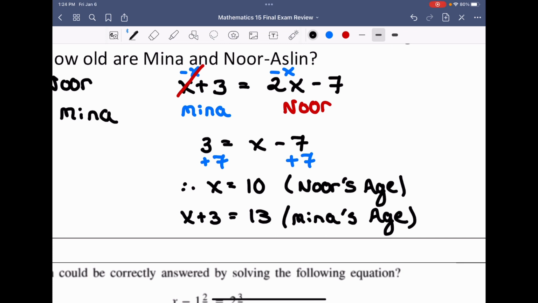So it's about looking at the problem and saying, well, if they tell us what Mina's age is in comparison to that person, or Noor in this case, and then Noor's age in comparison to Mina, well, let's put those on two sides of an equal sign and then solve for that x. Whatever that x is, you have to clearly label.